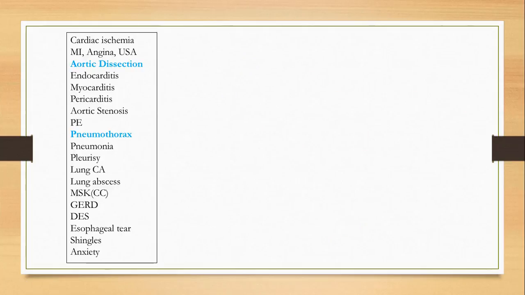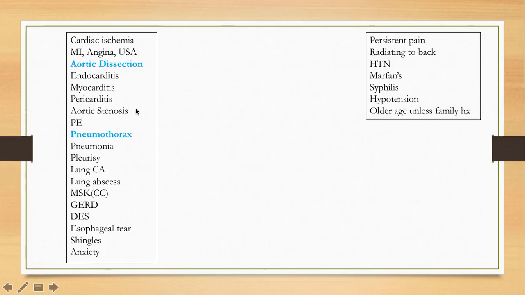Next are two other diseases that look very similar or have at least some commonality as far as chest pain is concerned. So how do we compare and contrast those two? Patients with aortic dissection usually have pretty severe pain. It's persistent pain. It radiates to the back.